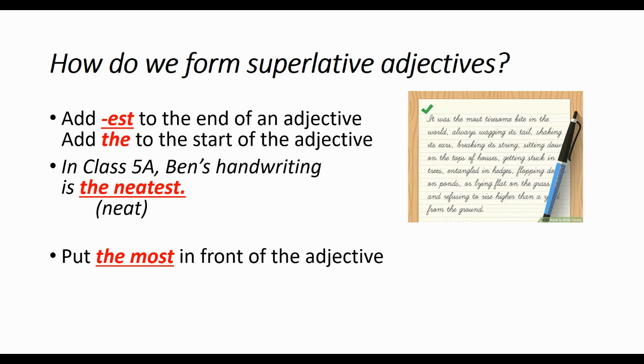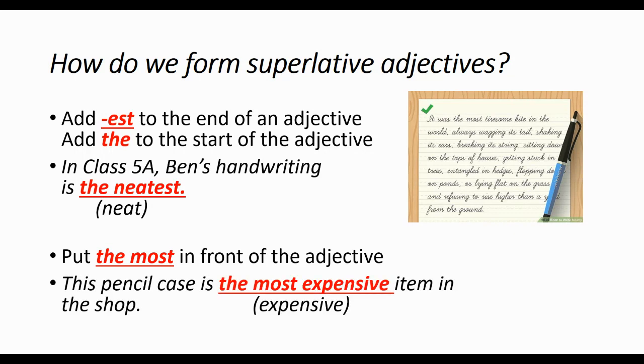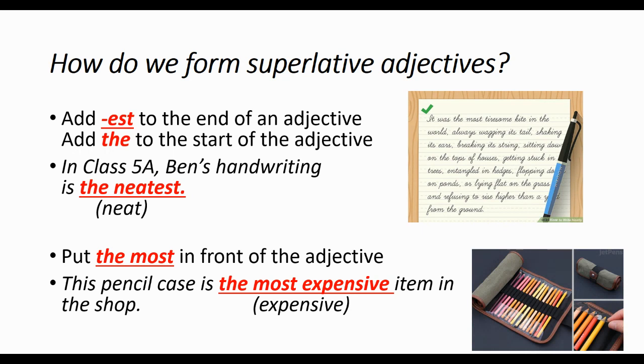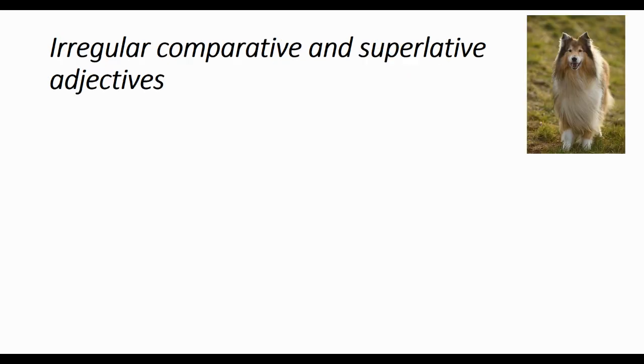I can also put the most in front of the adjective. For example, this pencil case is the most expensive item in the shop. Again, it sounds really weird and awkward if I say this pencil case is the expensivest item in the shop. Okay, so these are the two ways we can form superlative adjectives.